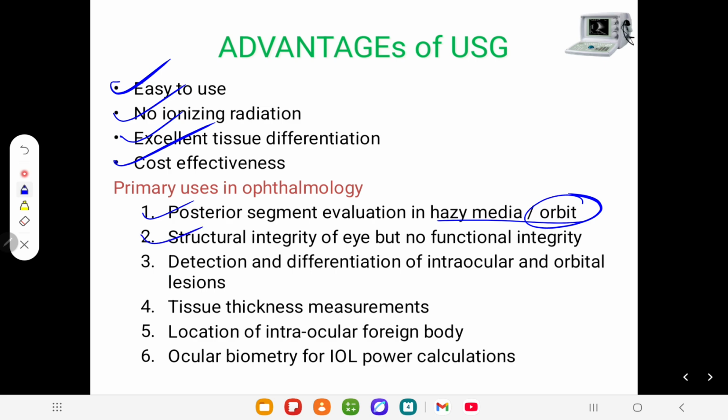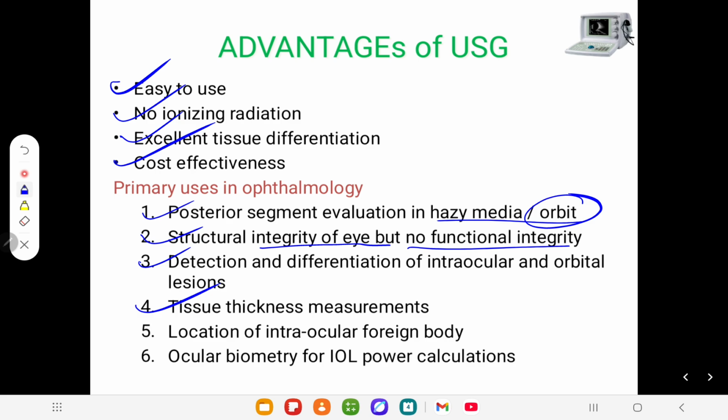It shows the structural integrity of the eye, but not the functional integrity. That's a very important differentiation. Basically structural integrity, not functional, because USC will not tell you the function of the optic nerve or how the optic nerve is functioning, isn't it? Another use is detection and differentiation of intraocular and orbital lesions. It's very important whether it is an ocular lesion or an orbital lesion, and USC will basically tell us.